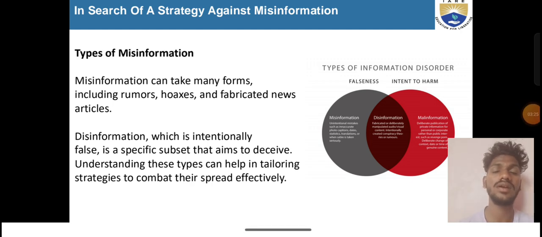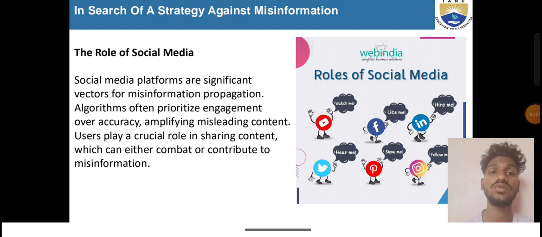Next, we'll discuss the role of social media. How is the role played by social media in misinformation? We will discuss here. Social media platforms are significant vectors for misinformation propagation. Social media plays a vital role in misinformation, rapidly spreading it to the people who are using social media.